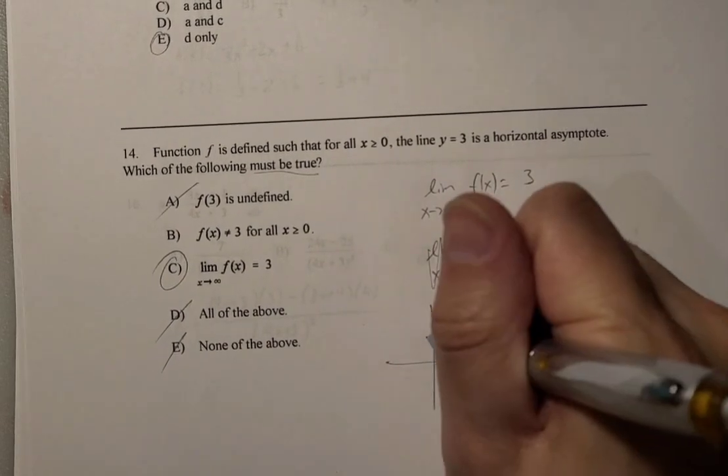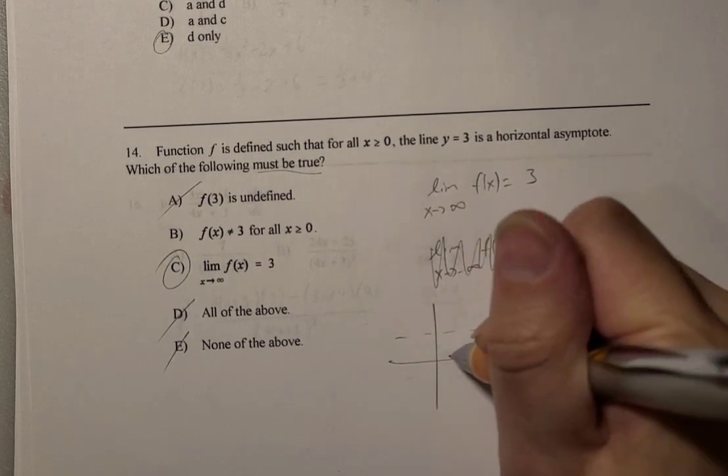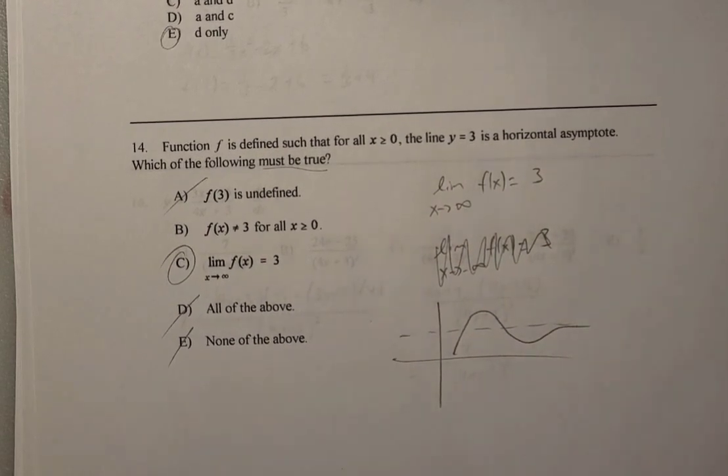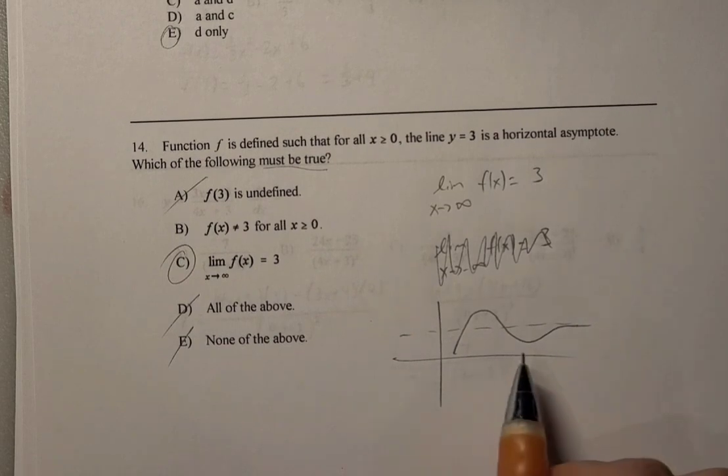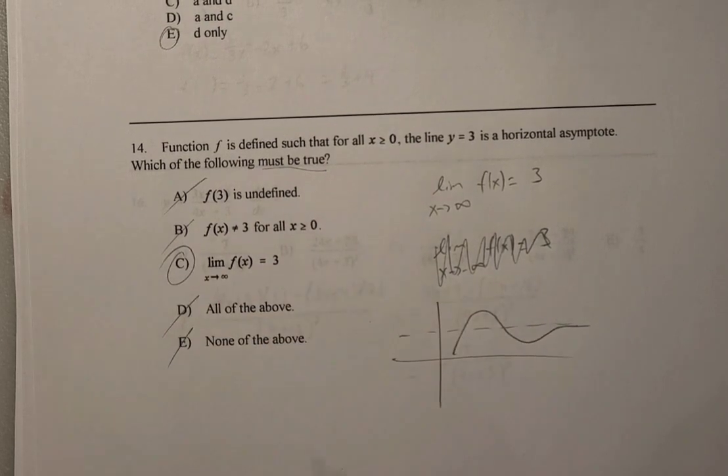But if this is the asymptote, the function can do something like that. So you could cross 3. That's fine. It's just that it approaches 3 as x gets bigger and bigger. Okay, so B is not necessarily true. So the answer is C.